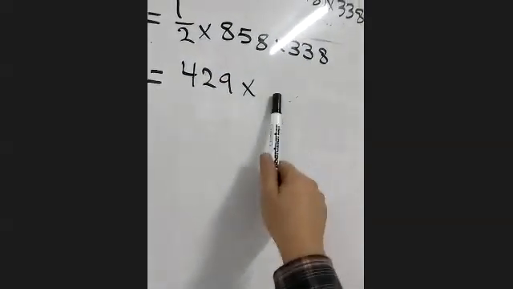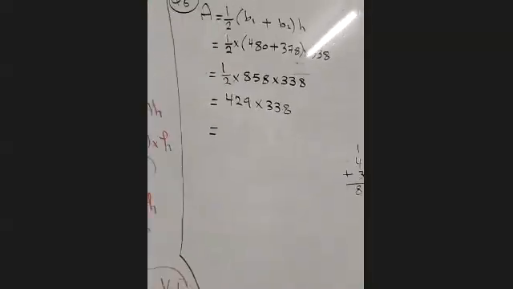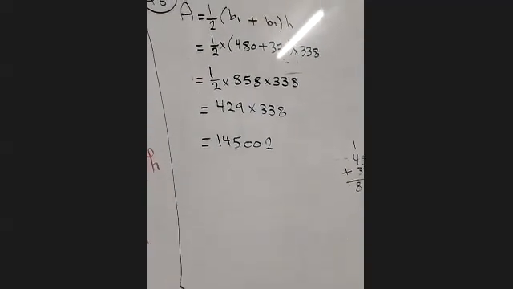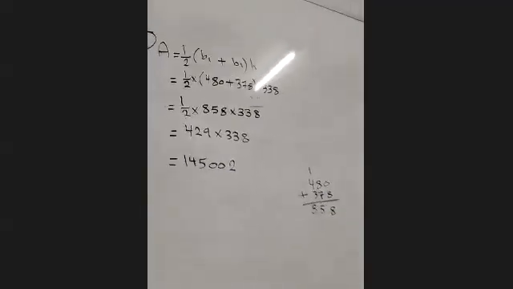429 now multiply 338. Now I will use my calculator to multiply it. Just give me a second. I have 429 multiply 338. It is equal 145,002. 145,002. What's the unit?